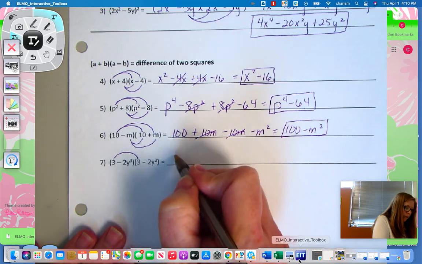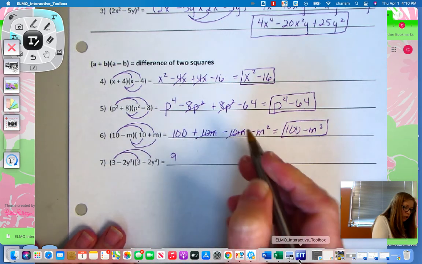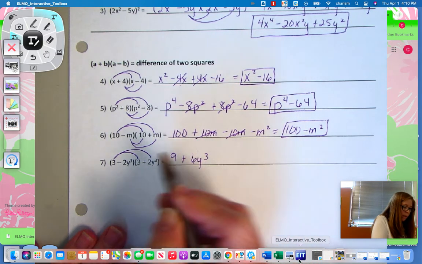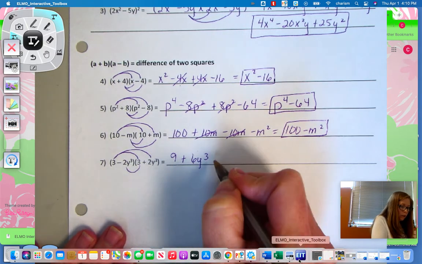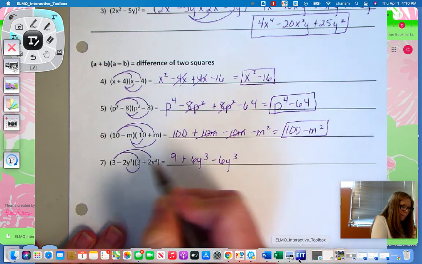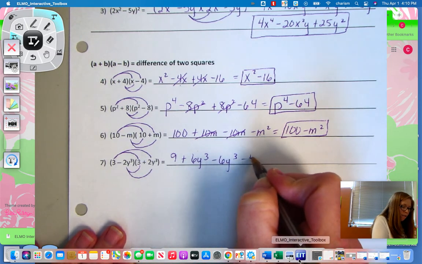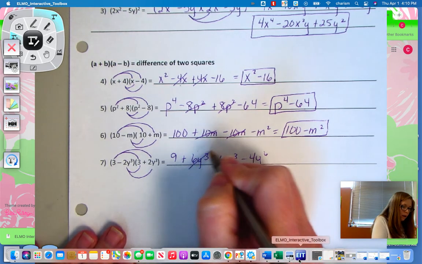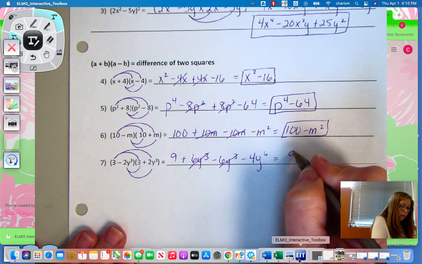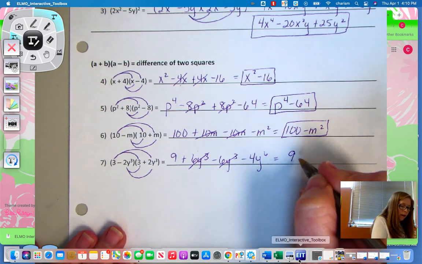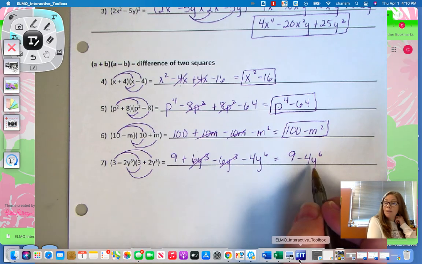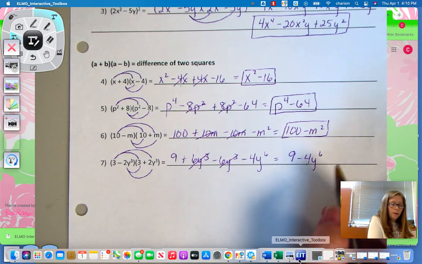3 times 3 is 9. 3 times 2y to the 3rd power is positive 6y to the 3rd power. Negative 6y to the 3rd power and a negative 4y to the 6th. Did you get that? Do you see the opposites? Goodbye, goodbye. And we've got a perfect square 9. And we've got a negative 4y to the 6th. 4 is a perfect square, and y to the 6th is a perfect square. It is y to the 3rd times y to the 3rd.